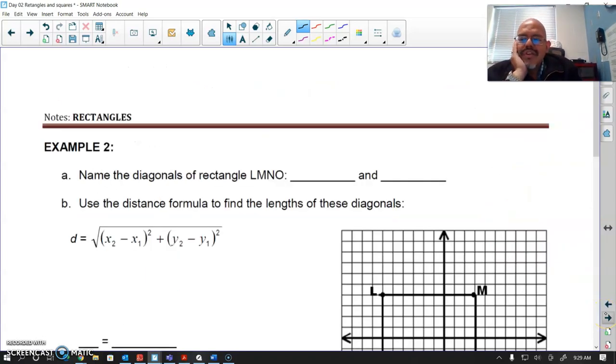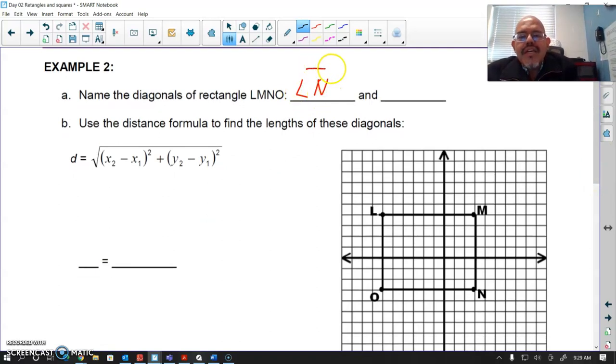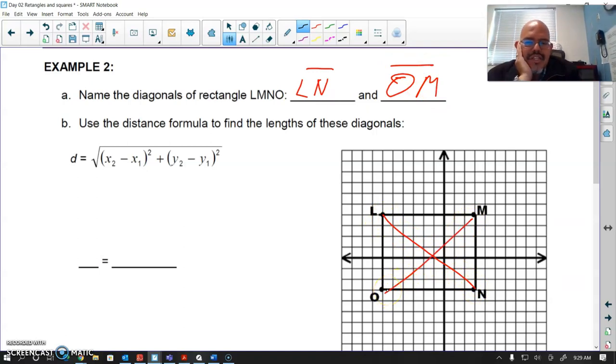Okay. Name the diagonals of LMNO. That's LN and OM. So we have these two diagonals. They want us to use the distance formula to get the lengths of these diagonals, and that's something we just know right here.